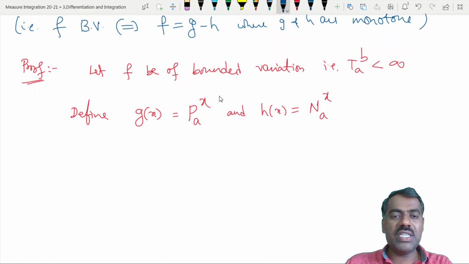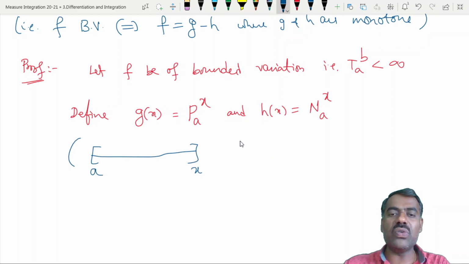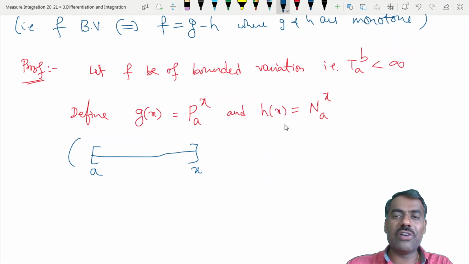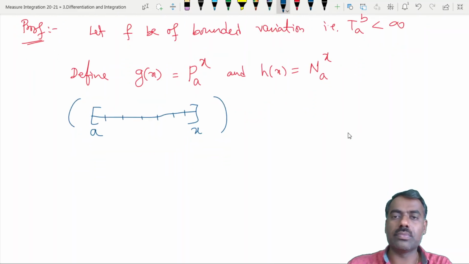So P_A^x denotes, instead of taking partitions from a to b, you take partitions from a to x. Then take this supremum value, that is your g of x. Are you following? Similarly for N_A^x. So we will try to get different partitions for this a to x, calculate those values and find the supremum, right?